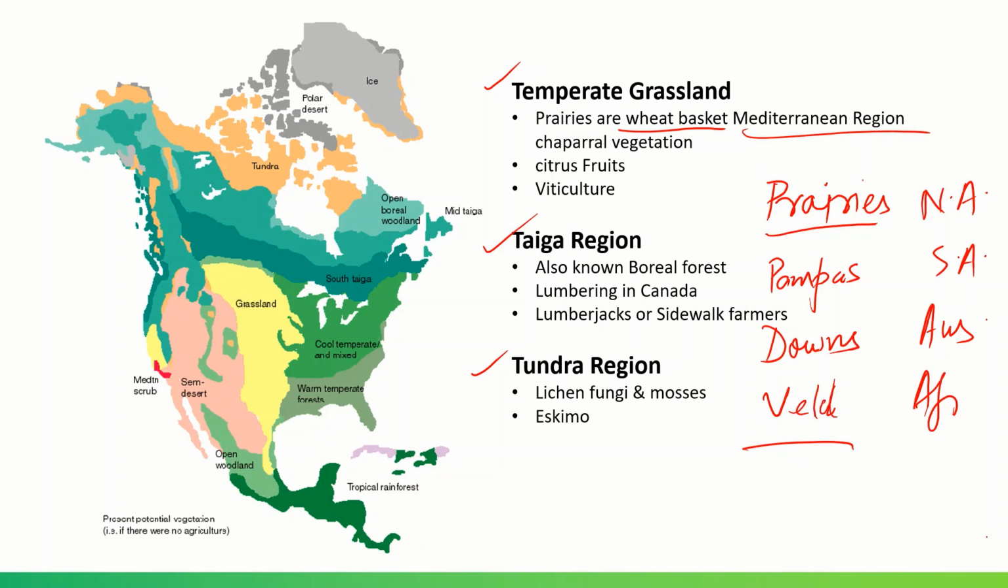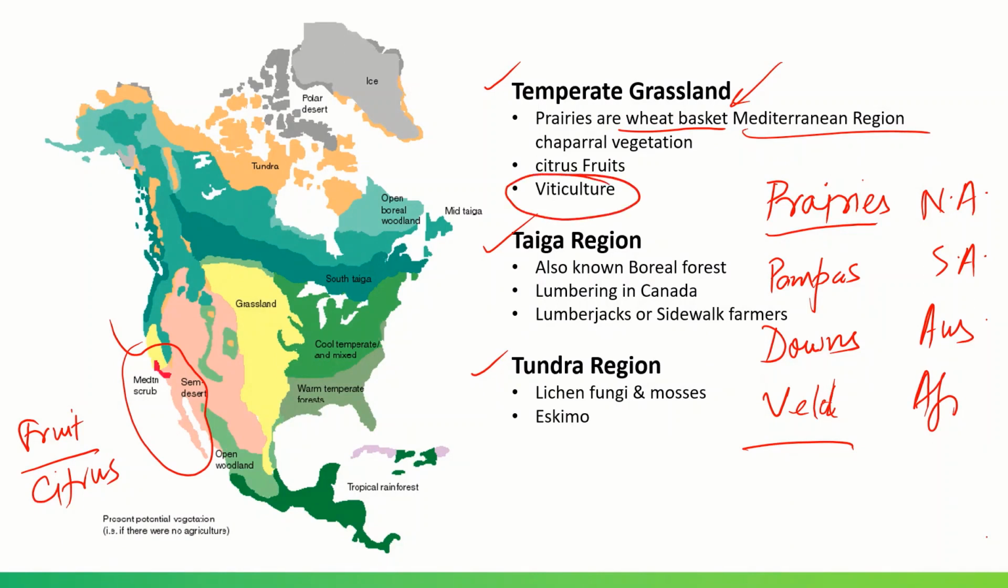Therefore, the prairies are known as the wheat basket of the world. Okay, that is the fact about prairies. The Mediterranean region is famous for fruit cultivation, for example, grapes. And the cultivation of grapes has a name, which is called viticulture. So, viticulture is the cultivation of grapes.